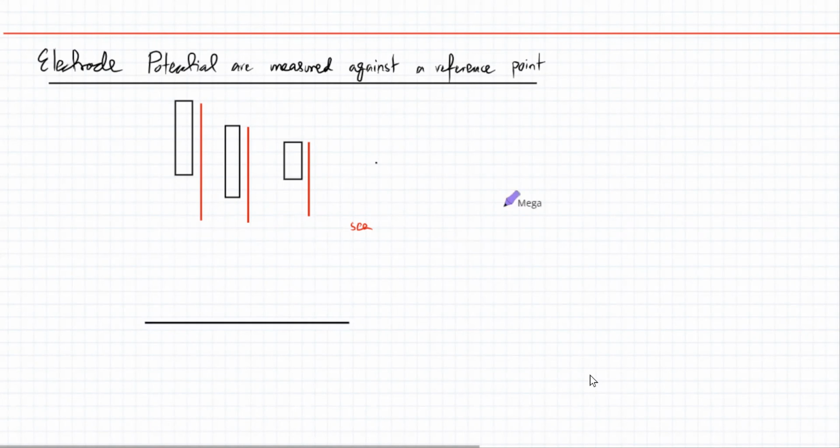The values are all going to change, right? But the taller one would still be the taller one, right? And the shorter one would still be the shorter one. Is that clear? Yes, it is. So remember, the reference point is arbitrary. It's your choice. It's something that everyone agrees to.